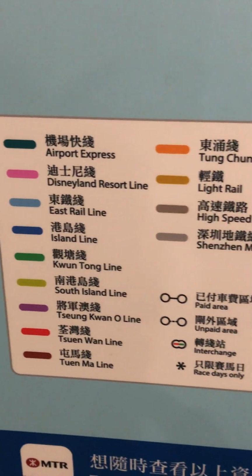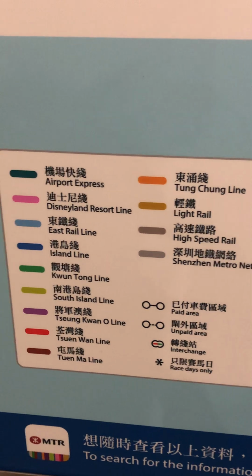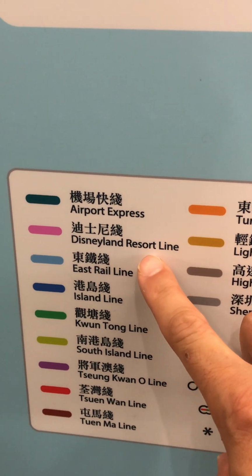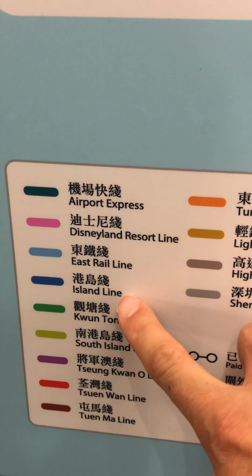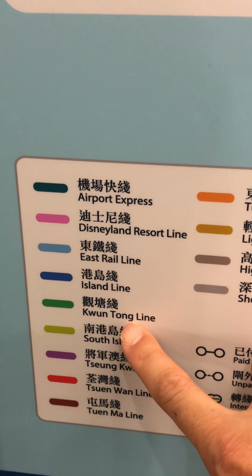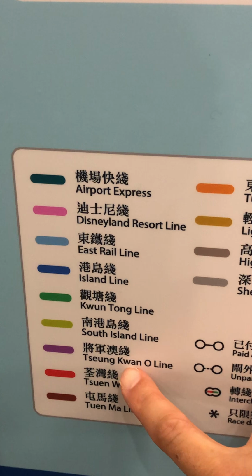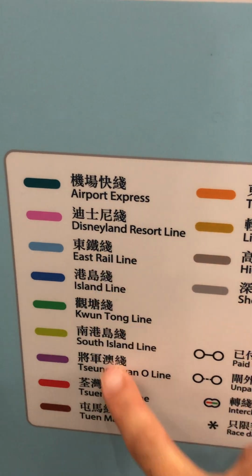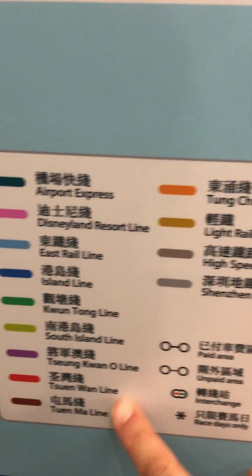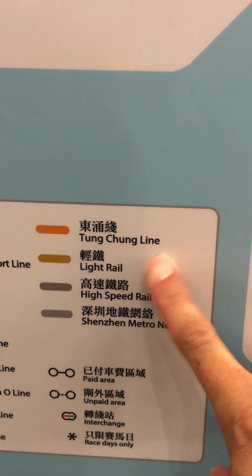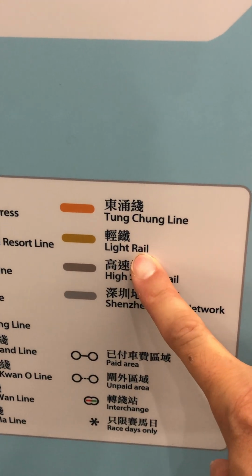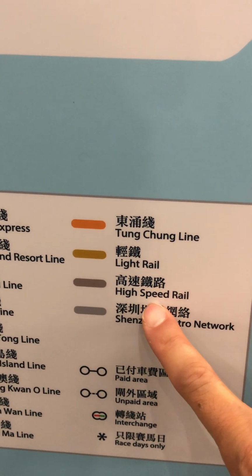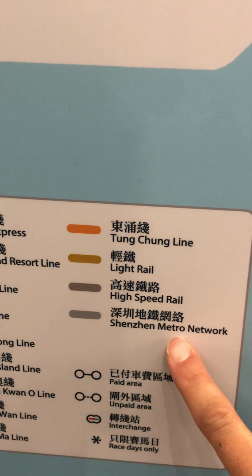Okay, we have those lines: Airport Express, Disney Resort Line, Island Line, Kwun Tong Line, South Island Line, Tsuen Wan Line, Tseung Kwan O Line, with different colors. This one is the Tuen Ma Line, Tung Chung, and the Light Rail. This one maybe you seldom use, and we have the high speed rail and Shenzhen Metro rail.